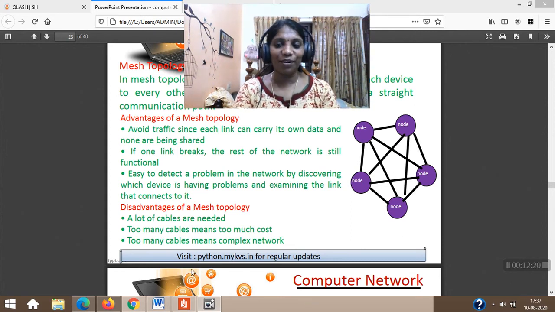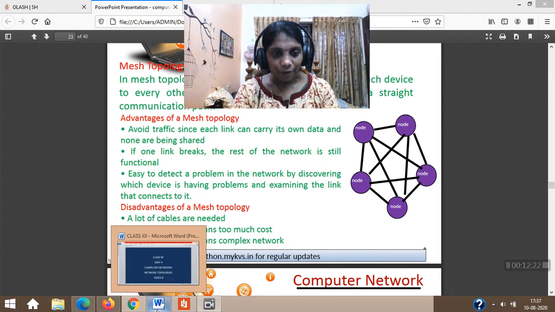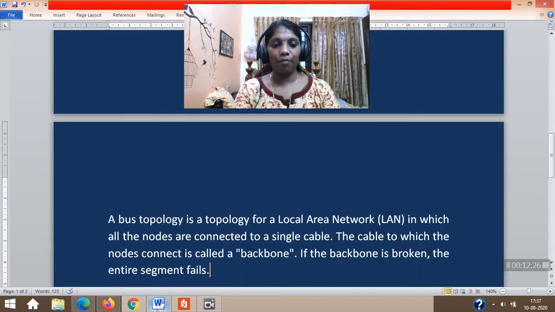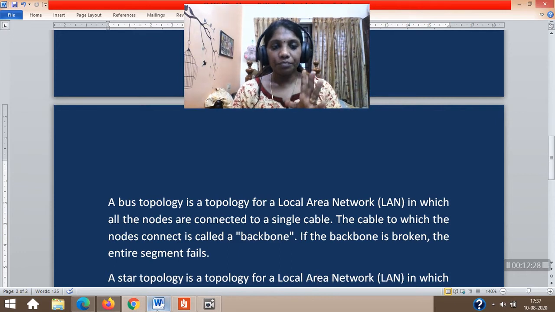Now, before I wind up, I have to tell you the definitions, because if I ask for a definition, then you will say, you don't have a better definition, ma'am. See, bus topology, as we told earlier, is a topology for LAN in which all the nodes are connected to a single cable, the backbone. The cable to which the nodes are connected is called a backbone. If the backbone is broken, the entire segment fails. This is the best definition you can say.